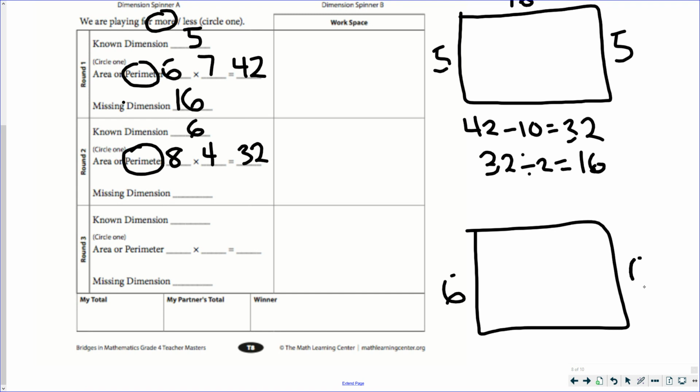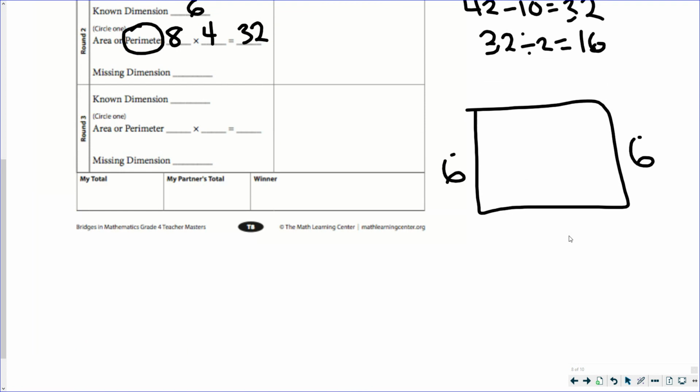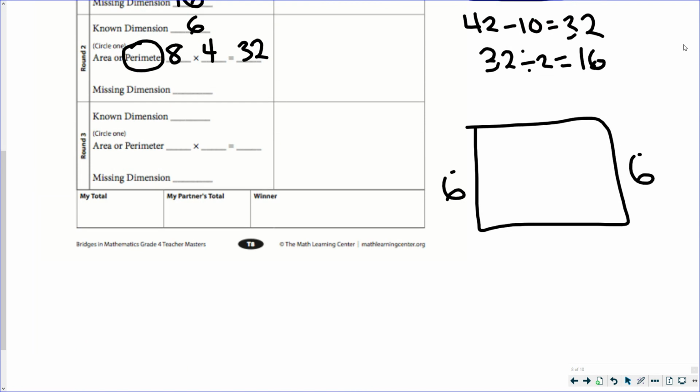If that side is 6, this side is 6. I'm going to extend the page right here to give myself a little bit more room. We take our total 32. We subtract the 12 that we know.